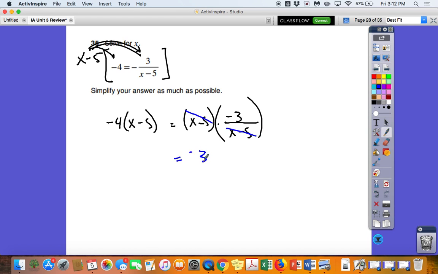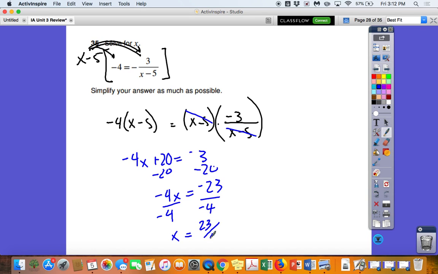So you just got negative 3 over here. On this side, you can distribute it, subtract your 20. So a negative 4x equals a negative 23. Divide by, oops, I need a negative 4, don't I? All right, my negatives cancel, but nothing else does because 23 is prime. Okay, so far that seems like that's my answer.